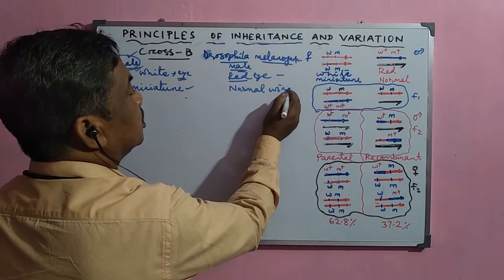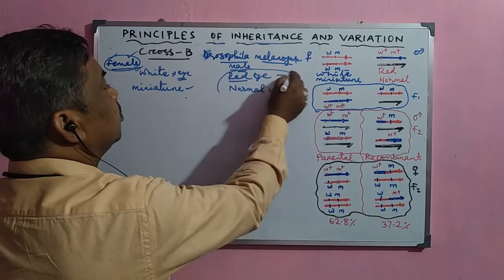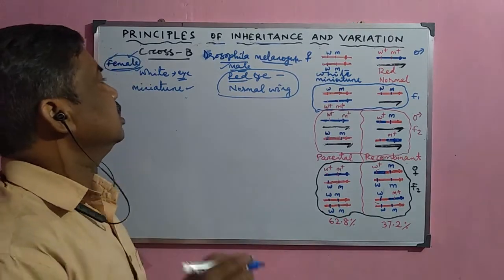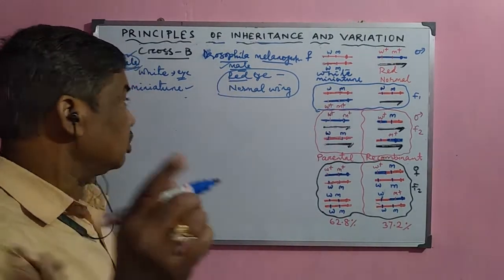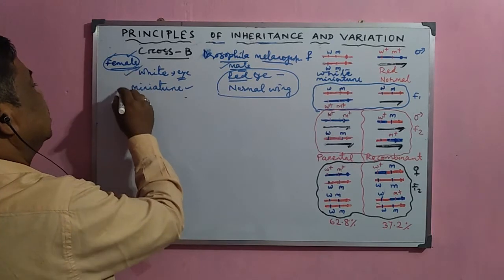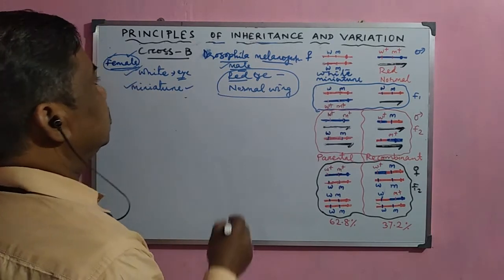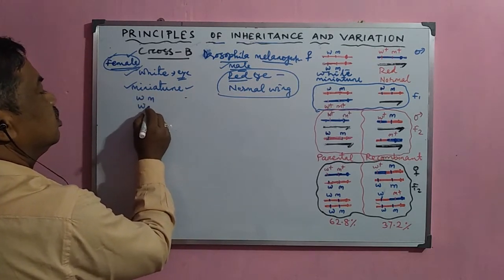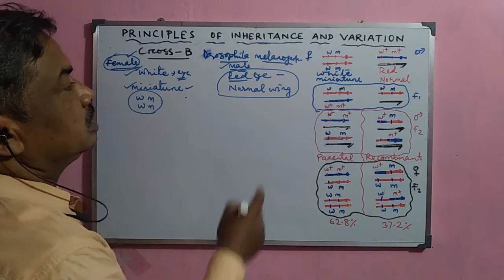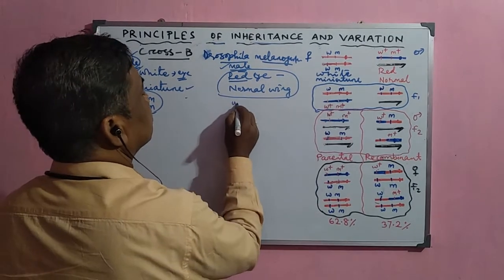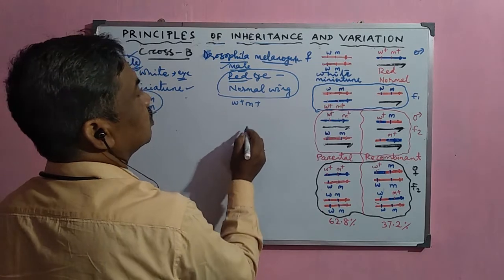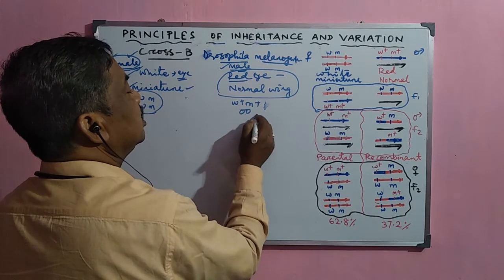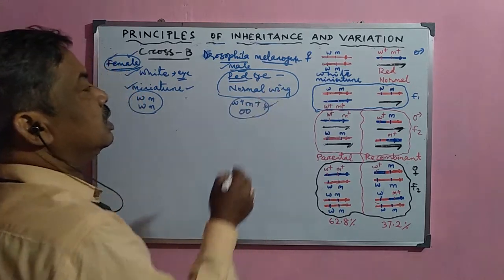So when he crossed these two types of Drosophila, the red eye with normal wing male Drosophila, with the white eye and miniature female Drosophila having the genotype WM, and in case of males, that is your W plus and M plus, it is also called wild variety, and this male does not contain any such gene on the Y chromosome.